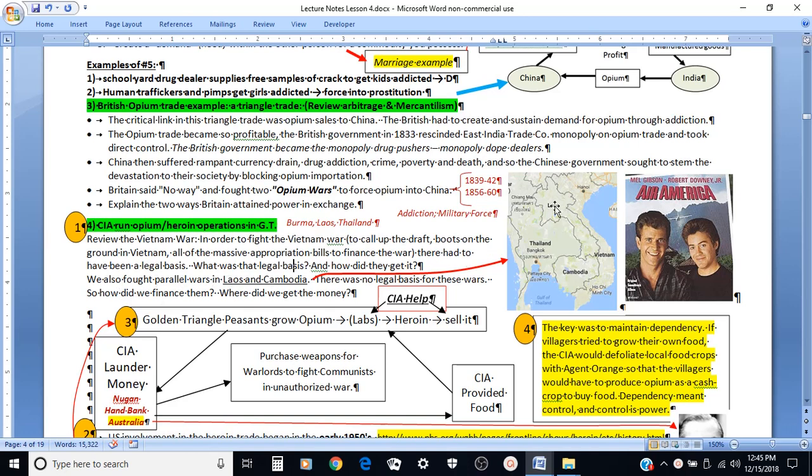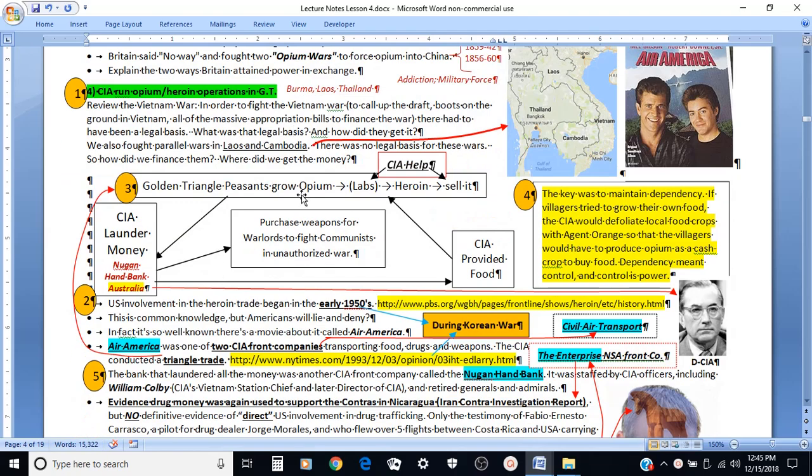There's Cambodia, here's Laos. Now, these wars did not have a legal basis, so there was no means of financing these wars. All right? So the question is, how do they get the money to finance it? Right? And they got it through the drug trade. All right? So here's the Golden Triangle. It's a triangle trade. And now, U.S. involvement in the heroin trade began in the early 1950s during the Korean War, right?